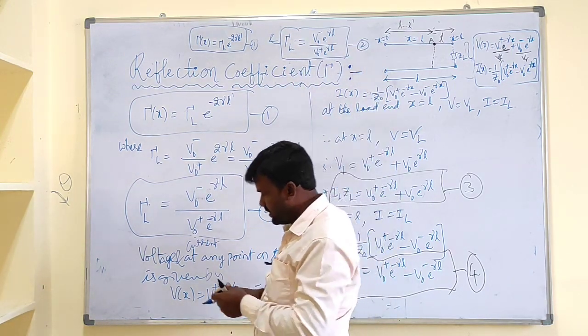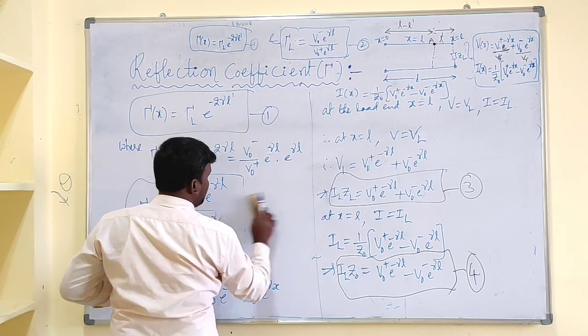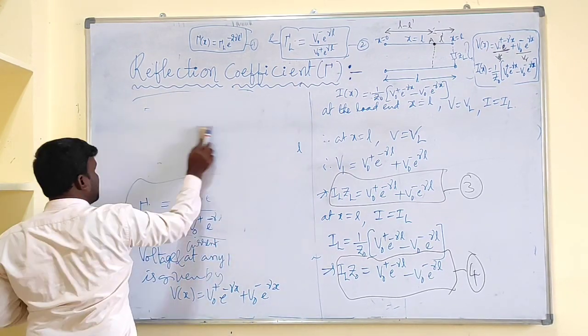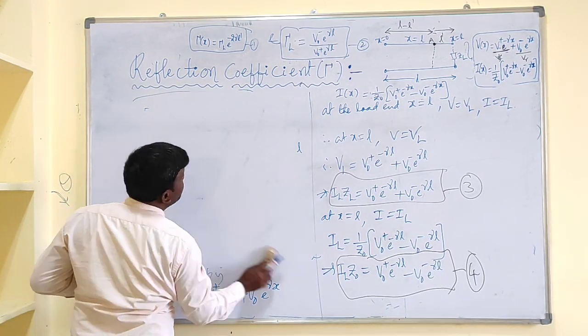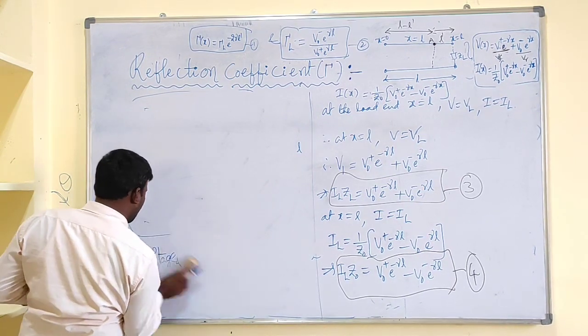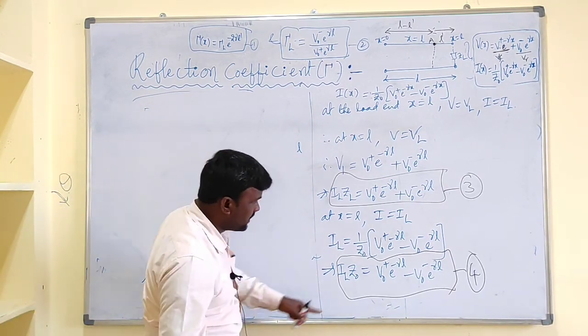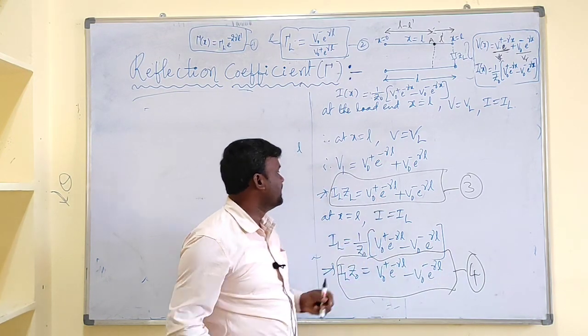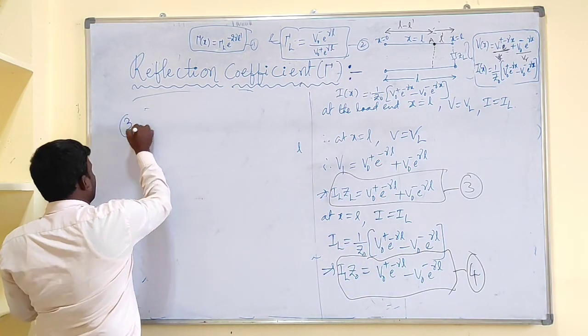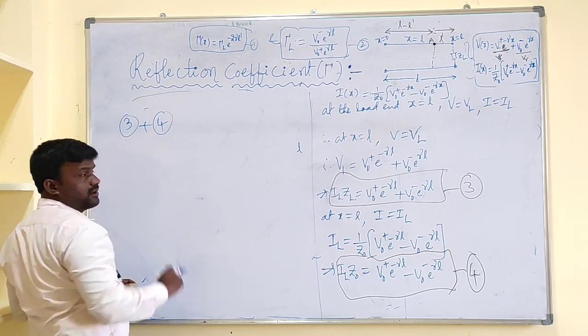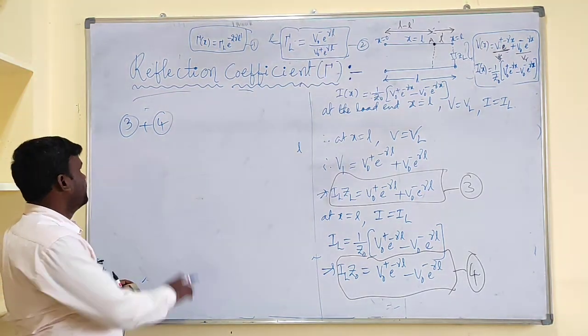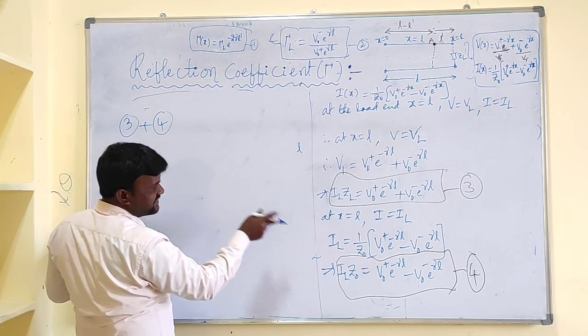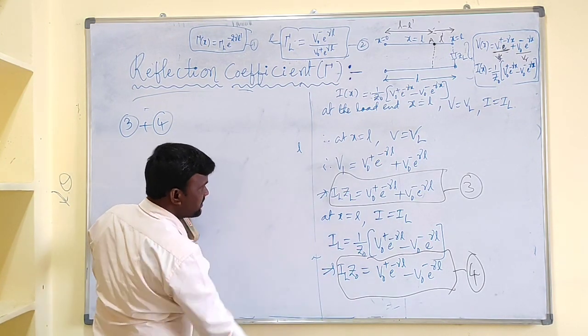Okay, I will rub this part. In order to get the reflection coefficient at the load end, we require V naught minus e to the power gamma L and V naught plus e to the power gamma L, which we have from equation 4 and equation 3. Add the two equations, that is equation number 3 and equation number 4.